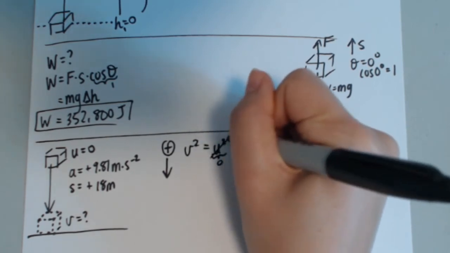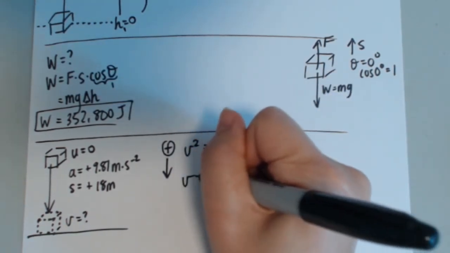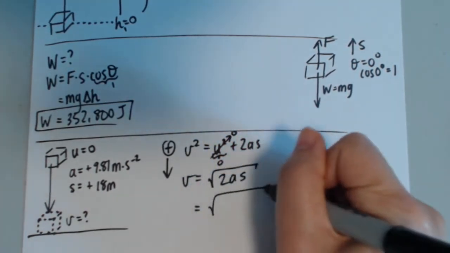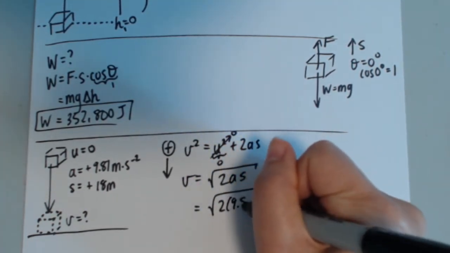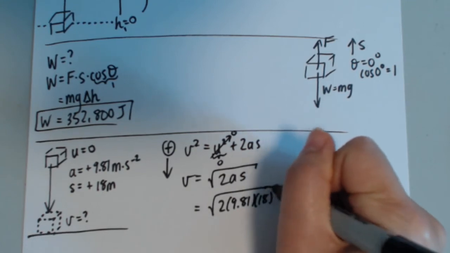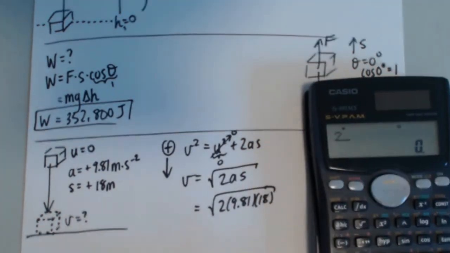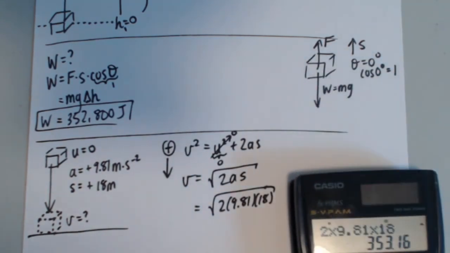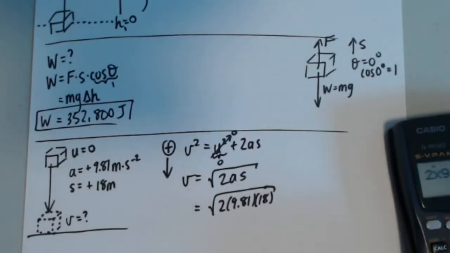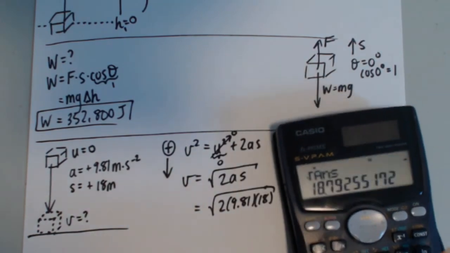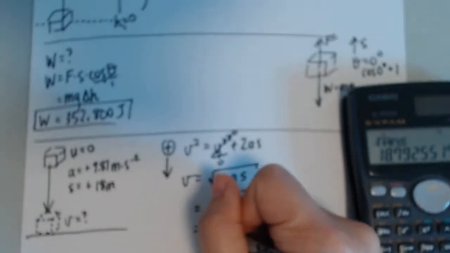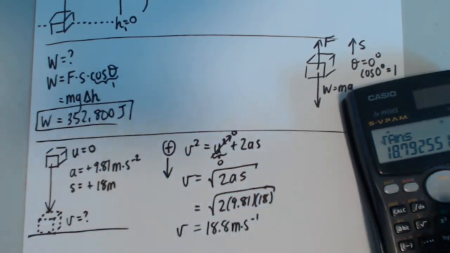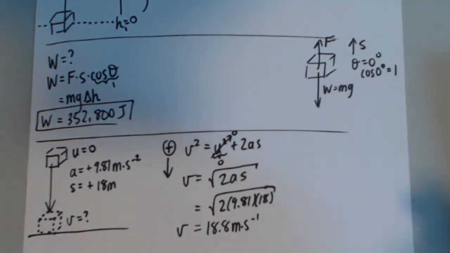U is 0, 0 squared is 0. So V equals the square root of 2AS. So square root of 2 times 9.81 times 18. What's that? 353.16. Oh, and I have to square root. 18.8, let's call it. So 18.8 meters per second. So that is the speed when it hits the ground.